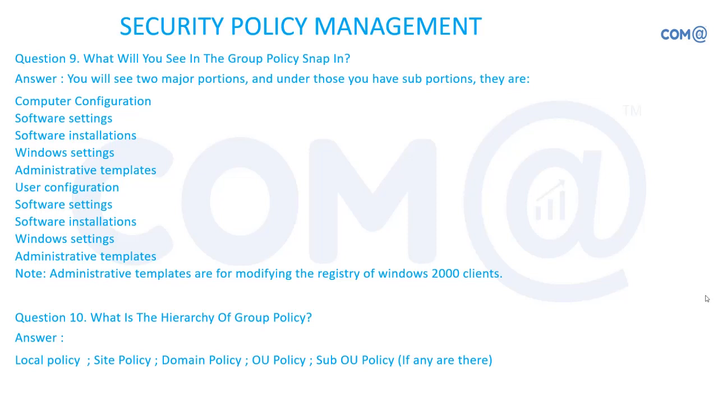What will you see in the group policy snap-in? There are a lot of options that we have seen. What is the hierarchy of group policy? Local policy, site policy, domain policy, OU policy. This is the order in which the policy is implemented and takes precedence.